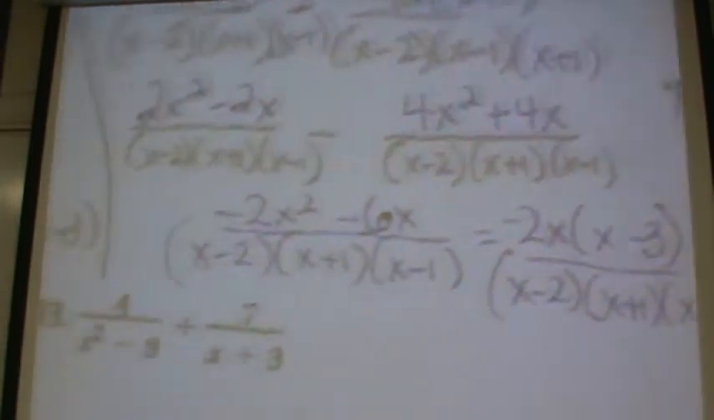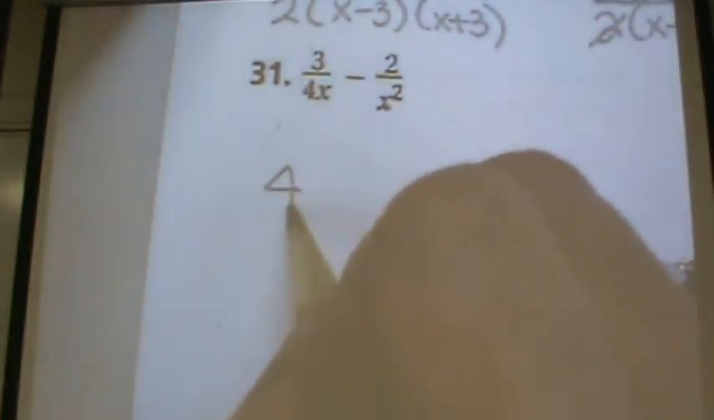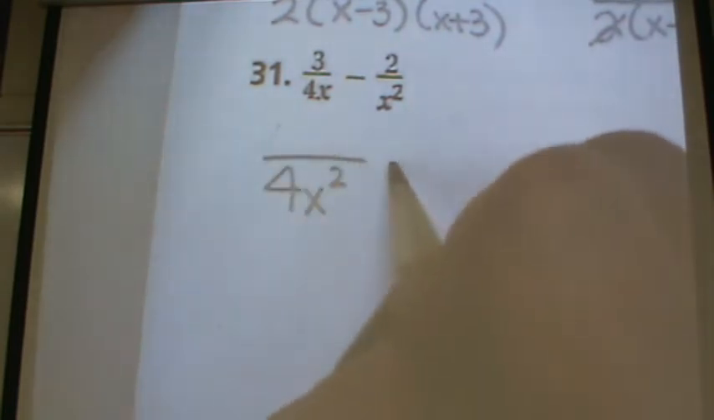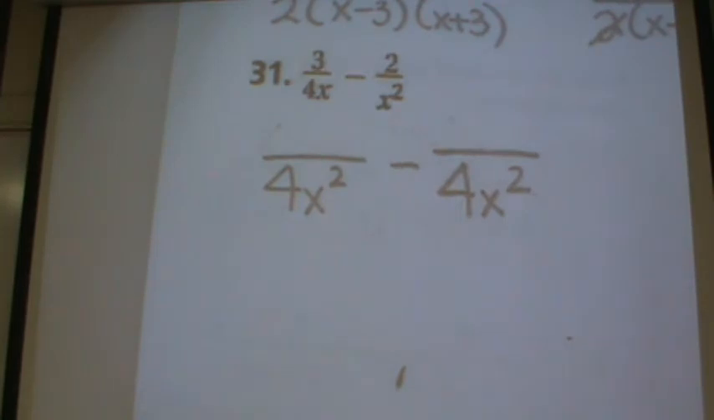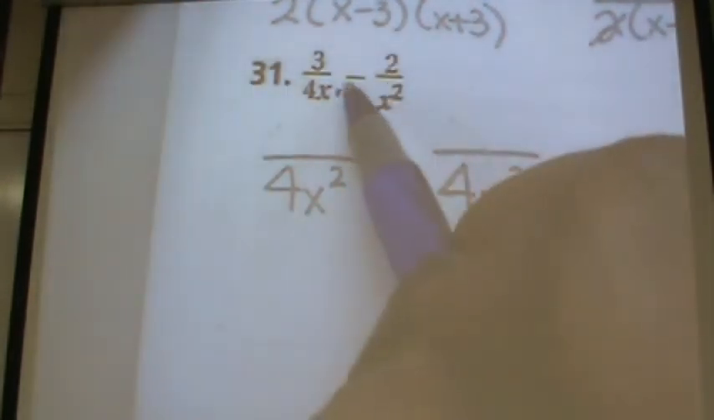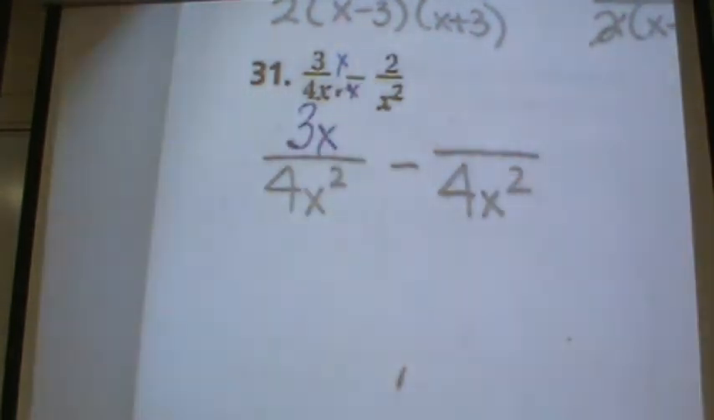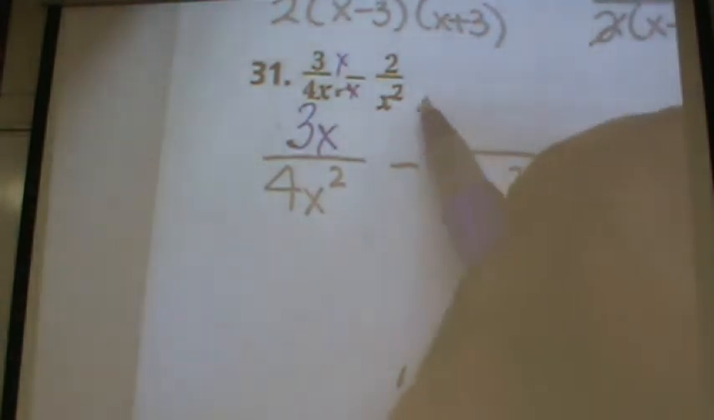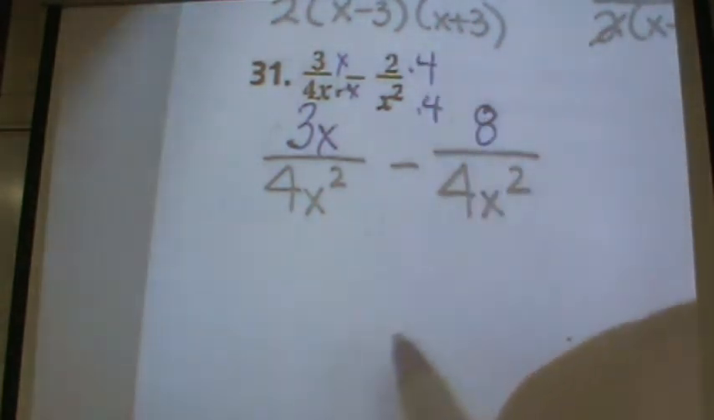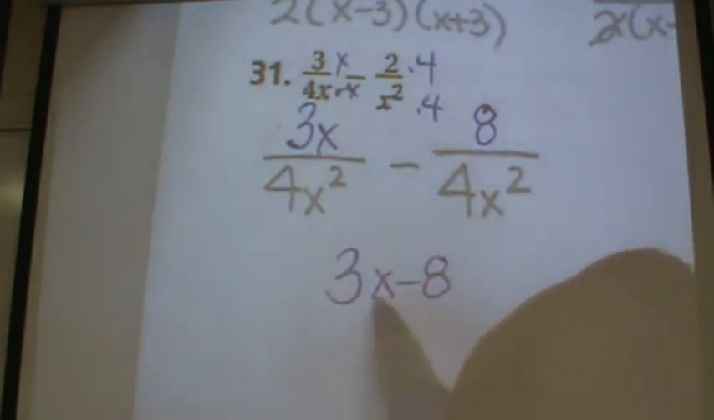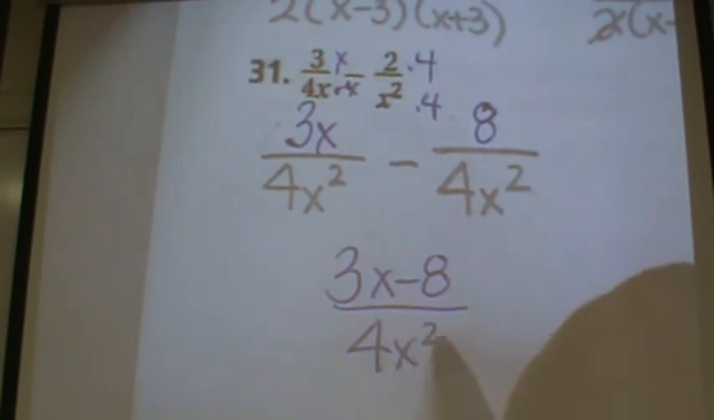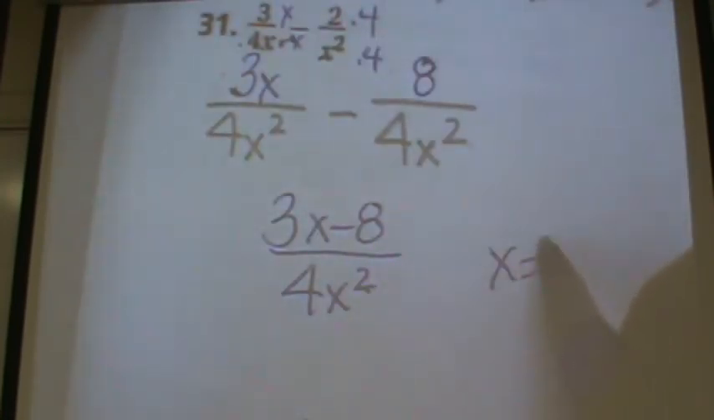3 more and we're done. Number 31. What's your common denominator? 4x squared. Okay, first fraction, what do we need? Nice, we need an x, so 3x. How about the second one? We need a 4, so you have an 8. What's your answer? 3x minus 8 over 4x squared. And your restriction is x can't be?